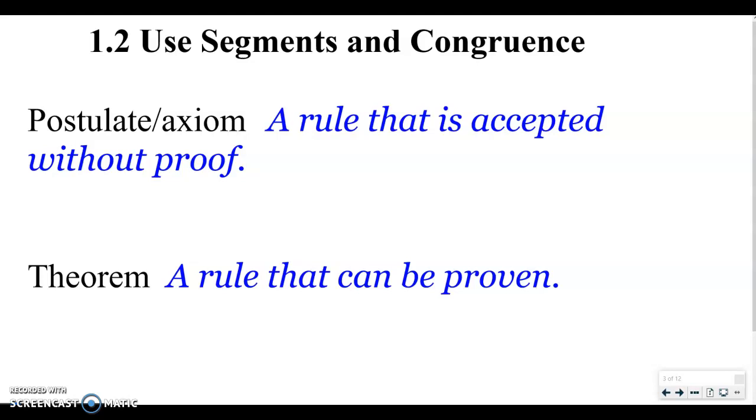Alrighty class, section 1.2, use segments and congruence. So these first two definitions are two words that we like to throw around a lot in geometry, postulate and theorem. We use them to name different rules. A postulate is a rule that is accepted without proof, and a theorem is a rule that can be proven.